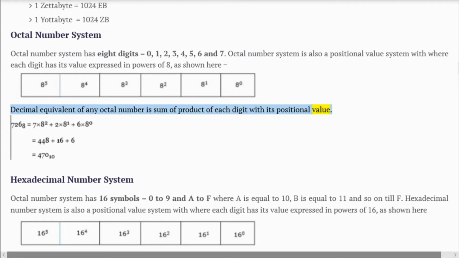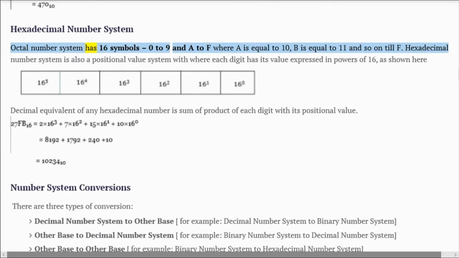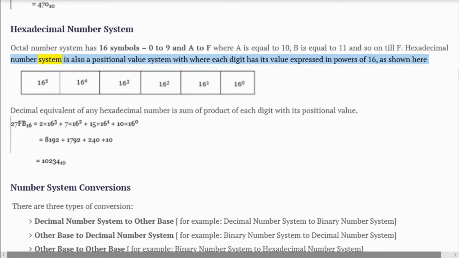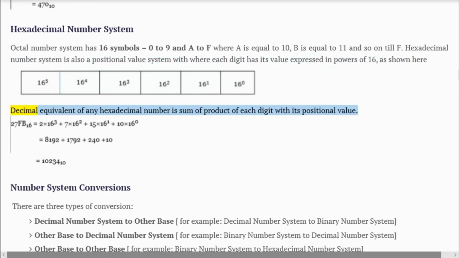Hexadecimal number system. Hexadecimal number system has 16 symbols, 0 to 9 and A to F, where A is equal to 10, B is equal to 11 and so on till F. Hexadecimal number system is also a positional value system where each digit has its value expressed in powers of 16, as shown here. Decimal equivalent of any hexadecimal number is sum of product of each digit with its positional value.